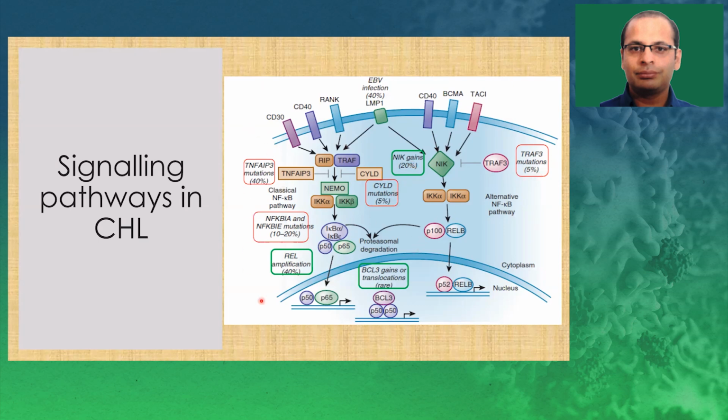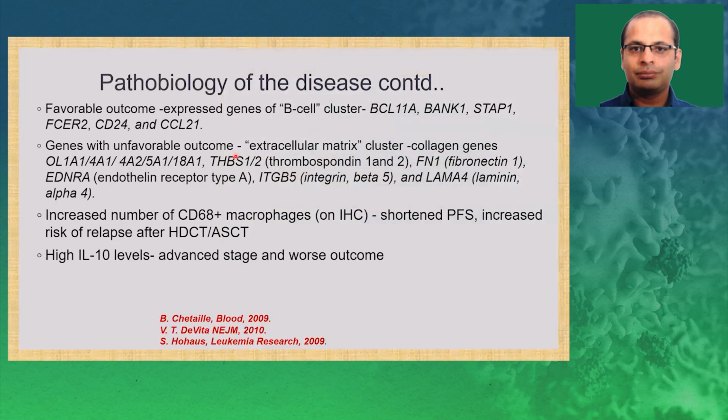It is important to remember that this is commonly associated with chromosome 9p abnormalities and has therapeutic implications, as checkpoint inhibitors are active in these mutations. So we have some mutational profile leading to prognostic effects. A favorable outcome is seen if the genes expressed are B cell cluster regions like these, and an unfavorable outcome if the extracellular matrix cluster genes predominate.